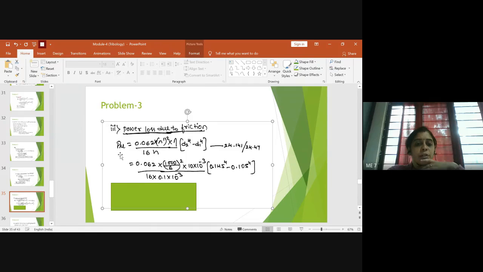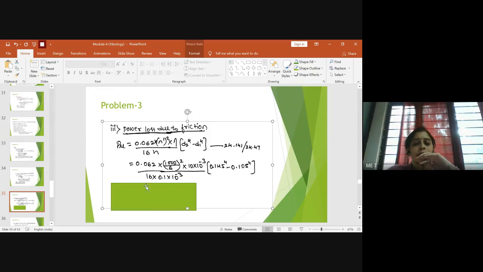Don't forget to write P suffix mu, so that it represents the loss of power due to friction. After writing this parameter properly, write down the equation. This is nothing but 0.062 into n dash whole square into mu divided by 16h. So this is one part. The other part is d2 to the power of 4 minus d1 to the power of 4.